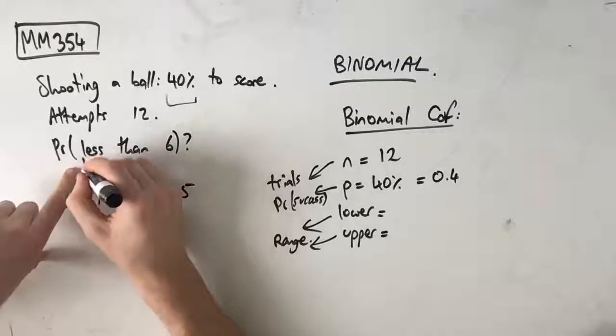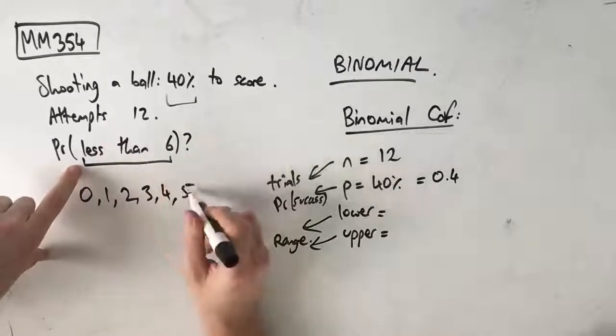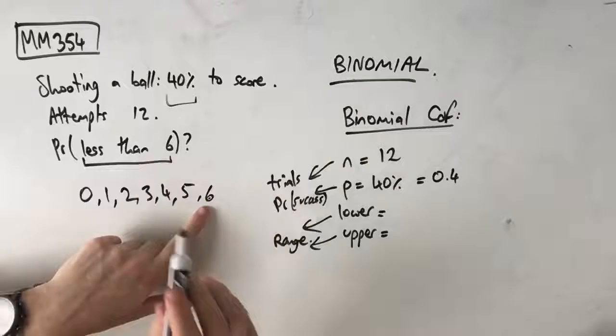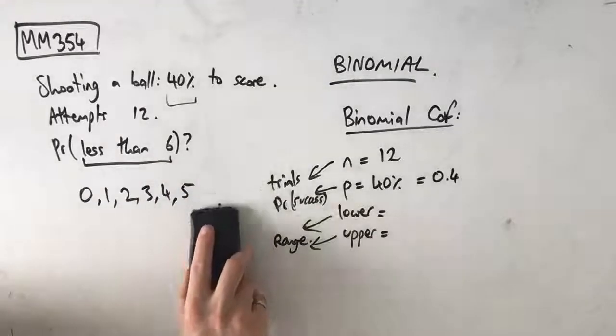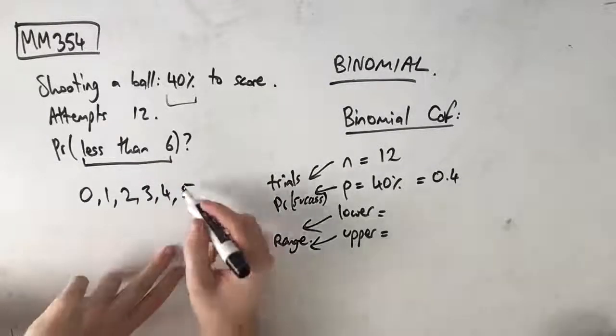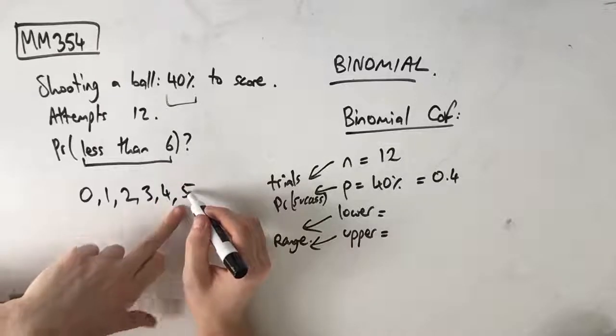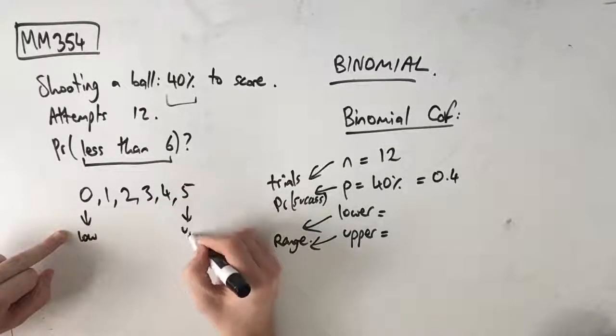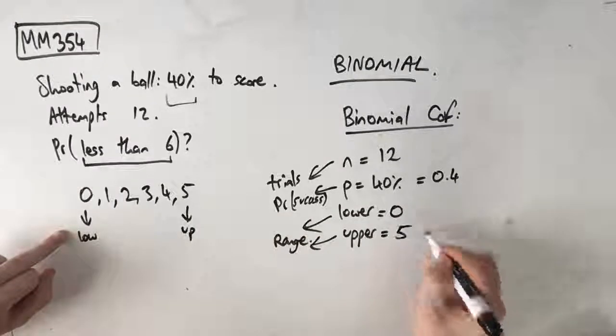Now, when it says less than 6, do not include 6 as your upper bound, right? Because 6 is not less than 6. If it said less than or equal to 6, yes, you can do that. But if it says less than 6, your upper bound is going to be 5. So this is our lower, and this is our upper. So lower is 0, upper is 5.